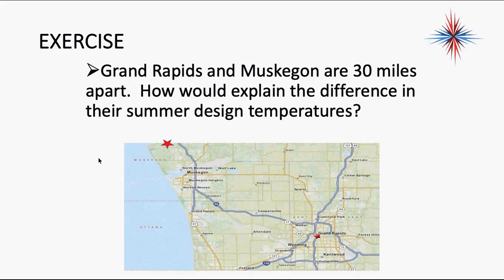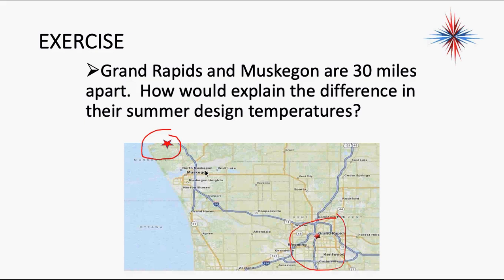What about Grand Rapids and Muskegon? They're 30 miles apart, but there's a tremendous summertime temperature difference. Grand Rapids is here. Muskegon is there. What's affecting the temperature differences there? Once again, the water, the lake.